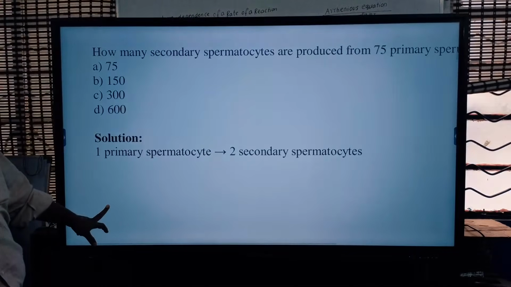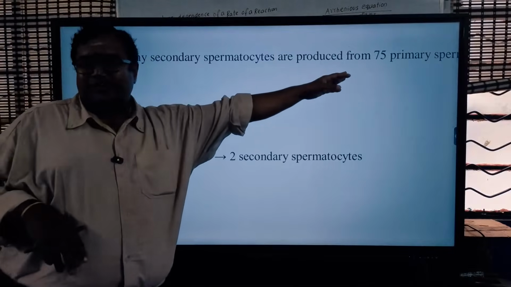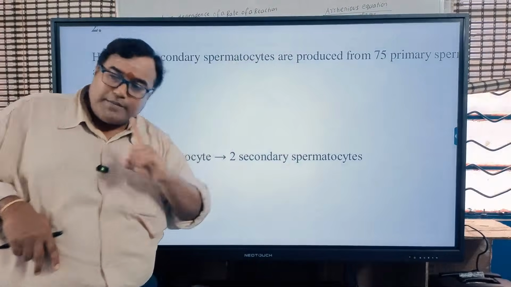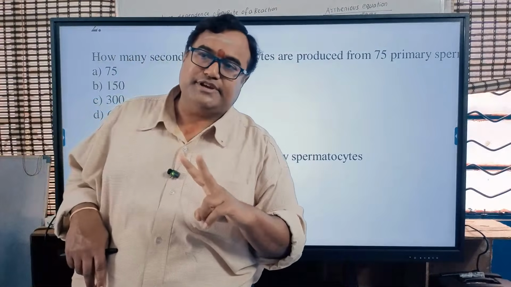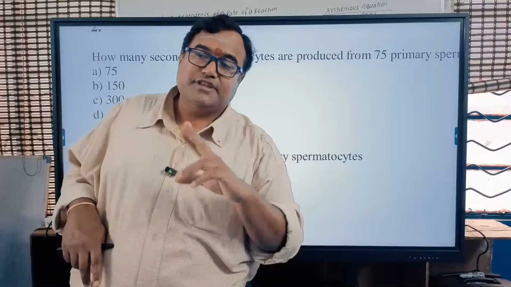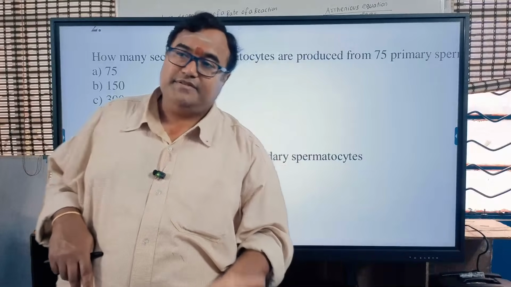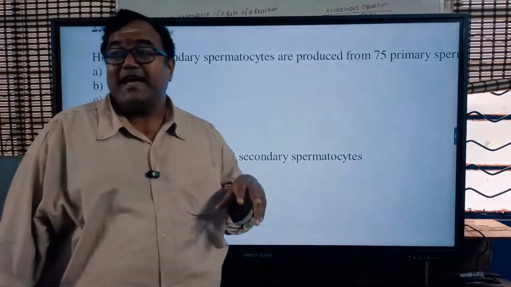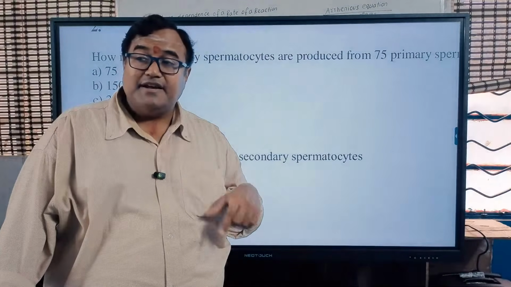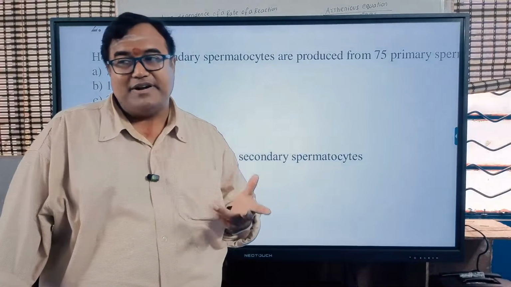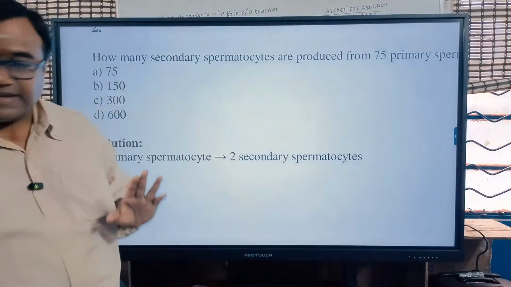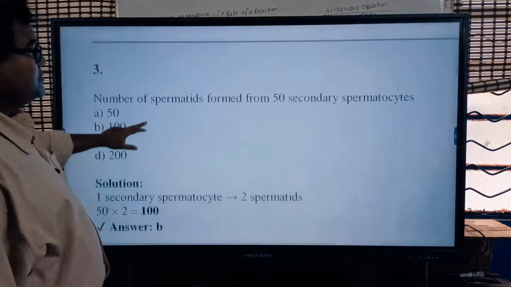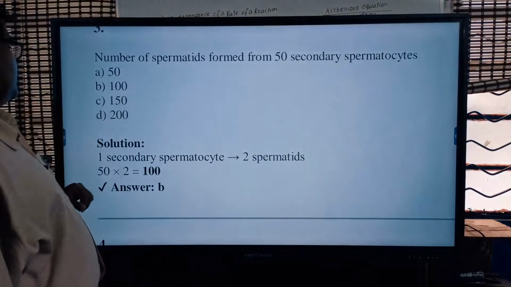See, 75 primary spermatocyte makes secondary spermatocyte by meiosis process. 1 primary spermatocyte makes 2 secondary spermatocyte because of meiosis 1 process. That means 75 will make how many? 150, right? Primary spermatocyte is a diploid cell. Secondary spermatocyte is a haploid cell. Are you clear? Any doubt?